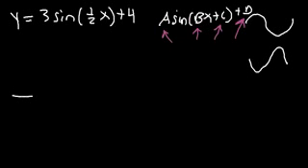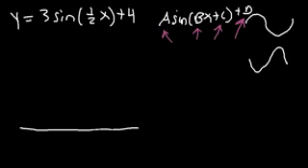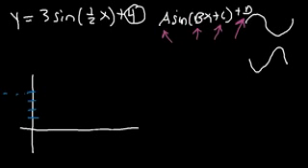So let's make a graph. I need more space at the top. So let's start with the vertical shift, which is 4. This is going to be our center point. So the graph has shifted up 4 units.